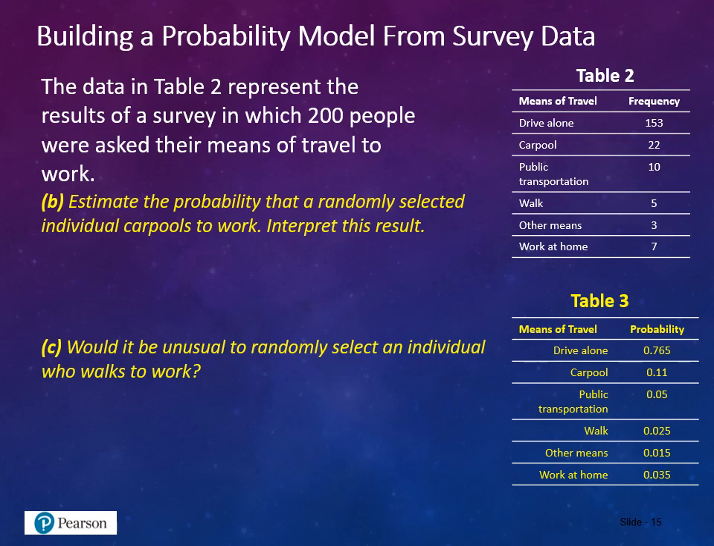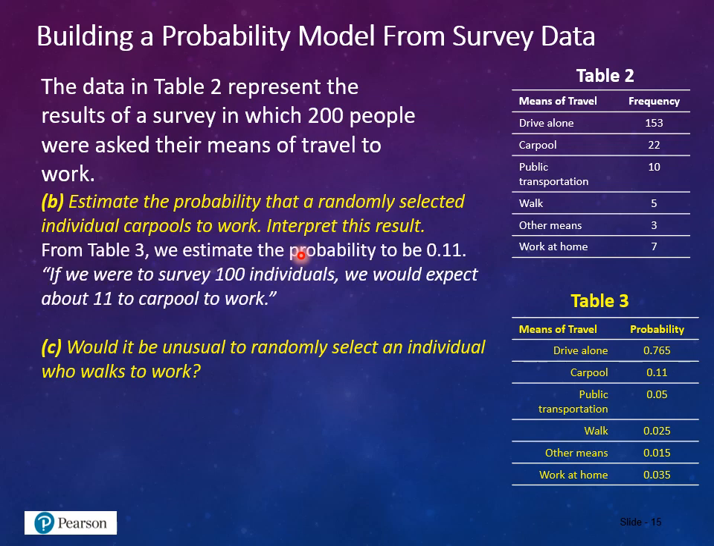Question B asks us to estimate the probability that a randomly selected individual carpools to work. Okay. Well, why does it say estimate? When we look at the table, we can say that the probability is 0.11, but remember this is an estimated probability, and that's why the question has to say estimate the probability. It can't say what is the probability. If they said what is it, then we'd have to use the word approximately, etc.